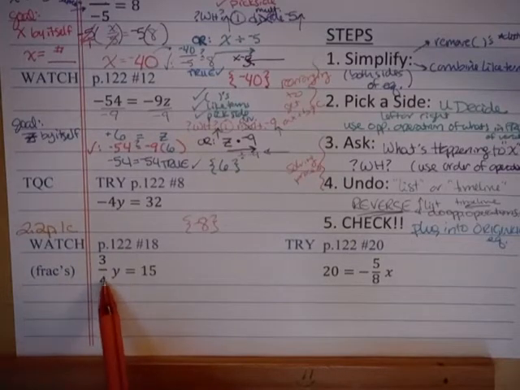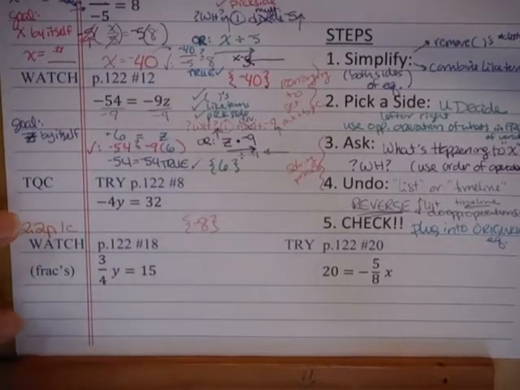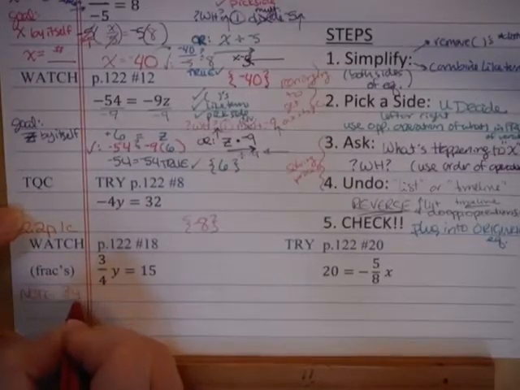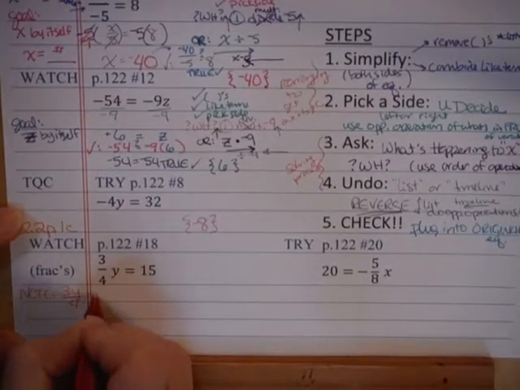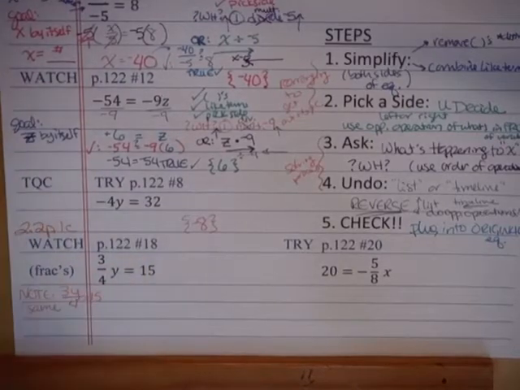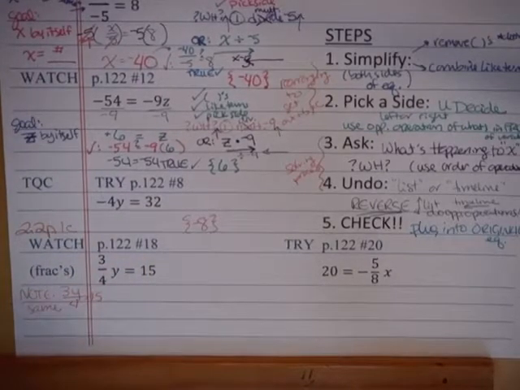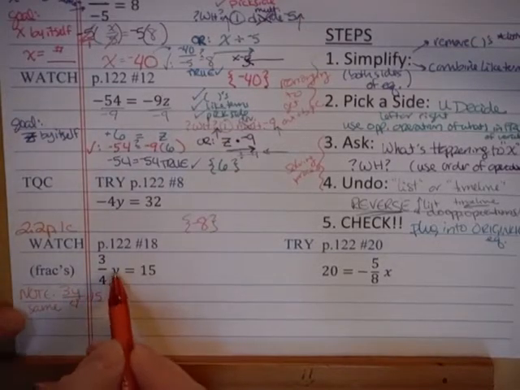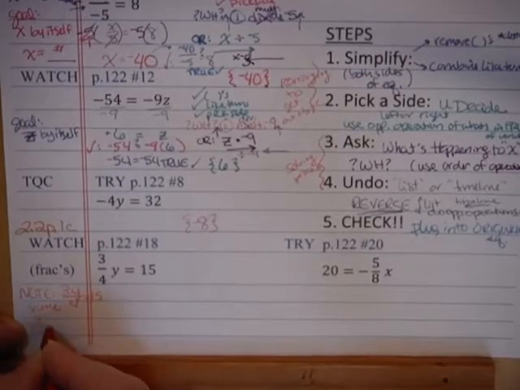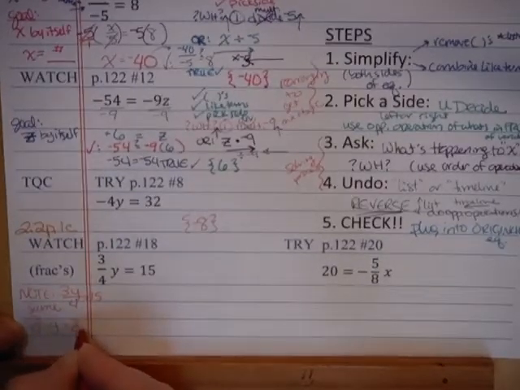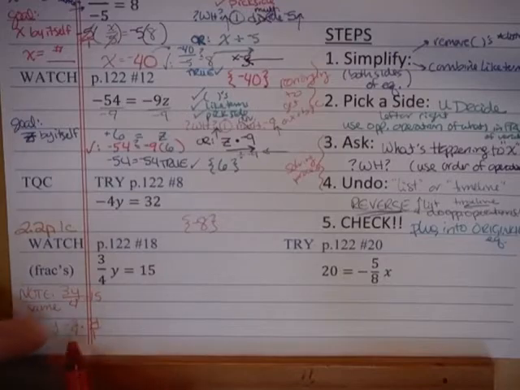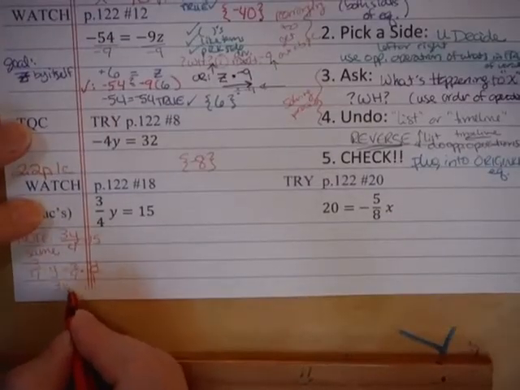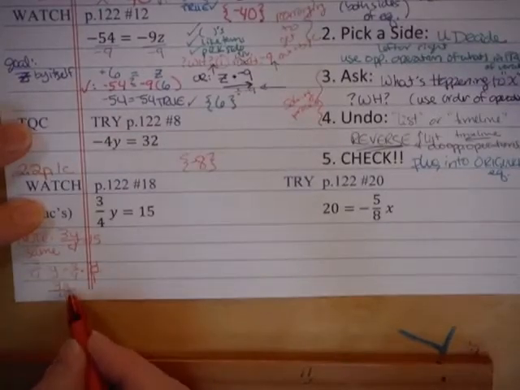3/4 times y equals 15. By the way, just as a little note, if it ever starts with 3y/4, that's exactly the same thing. Some of you might find it easier to think of it that way. Why is that? Because when you have 3/4 times y, it's really the same as 3/4 times y/1, and then you could multiply those fractions: 3 times y on the top over 4 times 1 on the bottom, 3y/4.